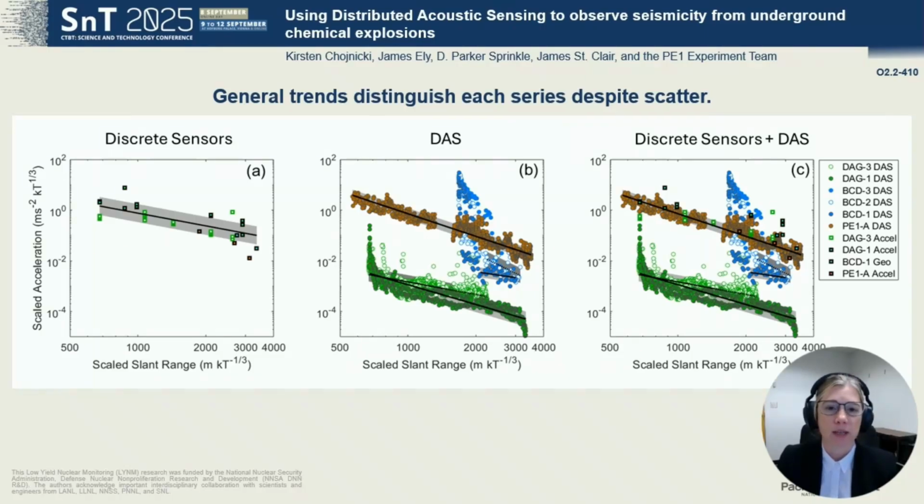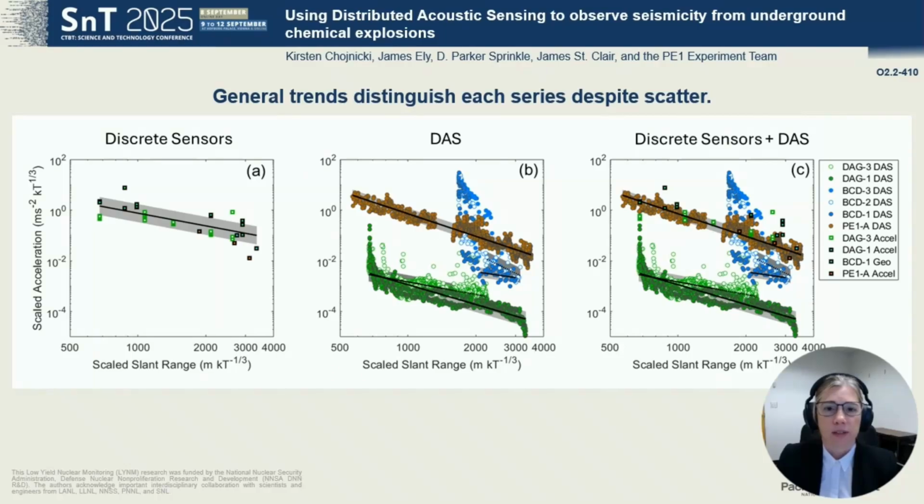When examining only the data from the discrete sensors, as shown in plot A, the values across all experiments appear to follow a single unified trend. However, this perspective changes when considering only the DAS measurements in plot B, where each experimental series exhibits a distinct trend despite the variabilities in the values of an individual trend. Note the small-scale BCD data plot intermediate between the large-scale PE1A and medium-scale DAG data.